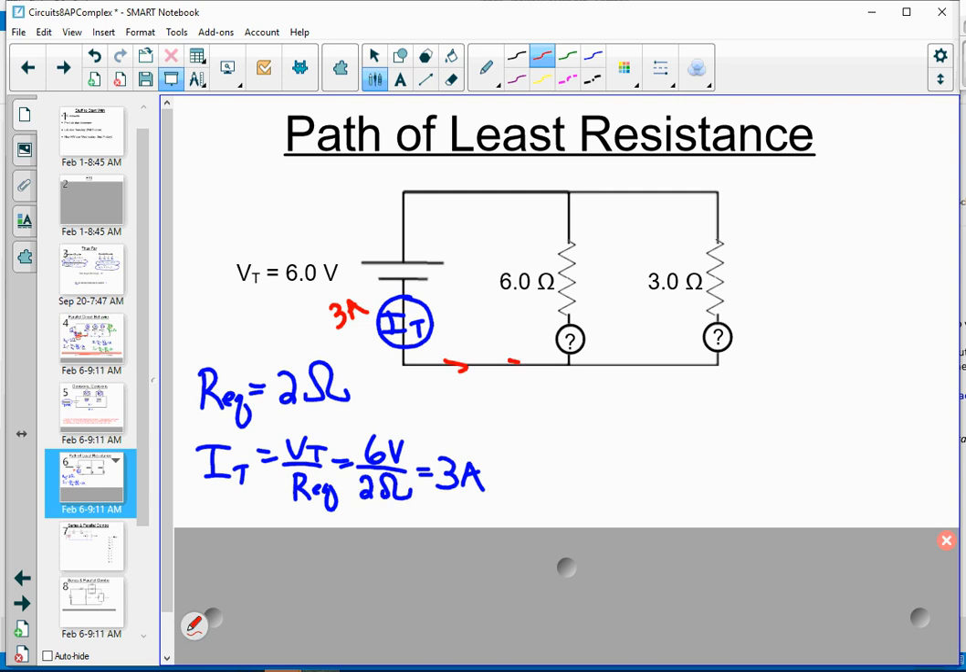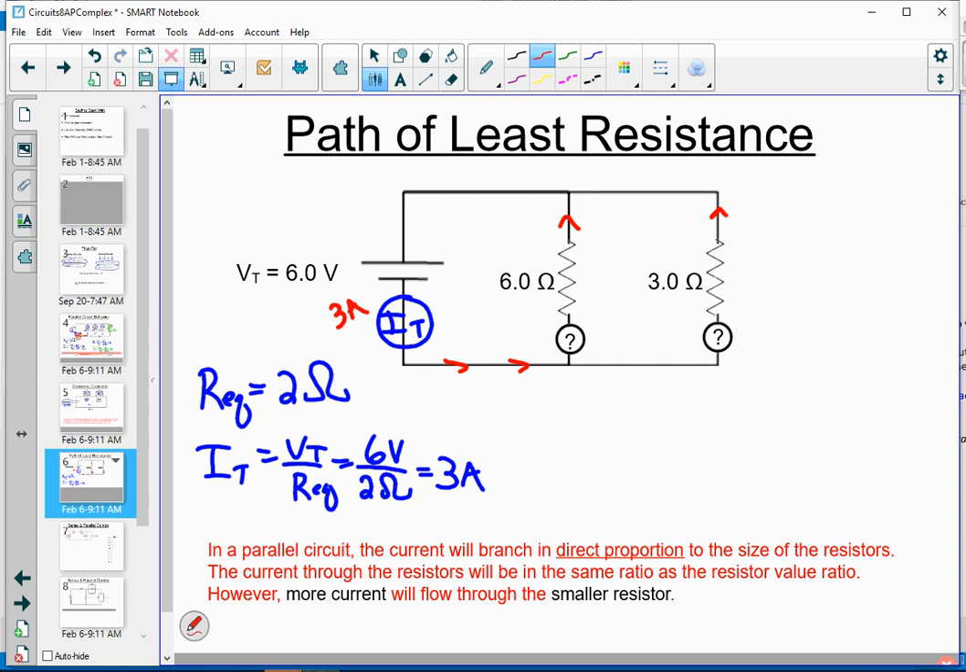That 3 amps leaves the battery, and now we have a branch. The question is, how much current will take the first branch, the 6 ohm resistor, and how much current will take the second branch, which is the 3 ohm resistor? You may have heard the expression, current takes the path of least resistance. It turns out that more of the current will go through the 3 ohm resistor than the 6 ohm resistor, but how much? How do we divide it up?